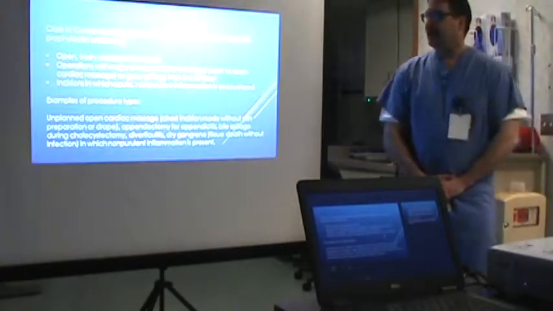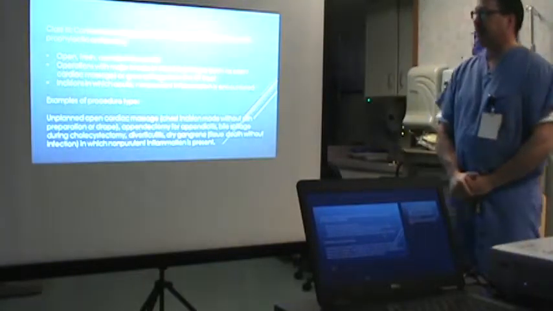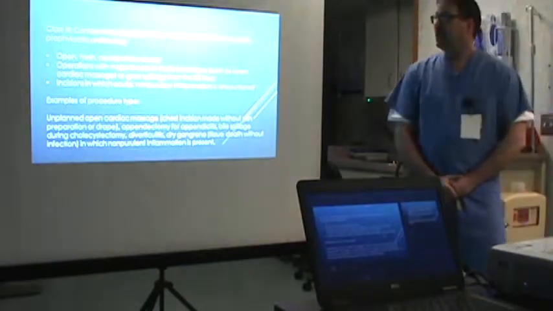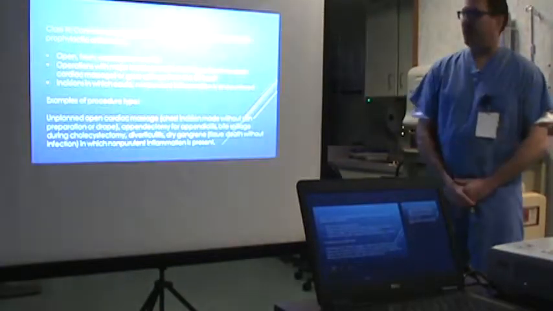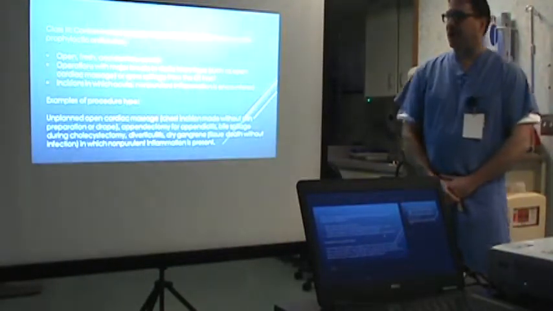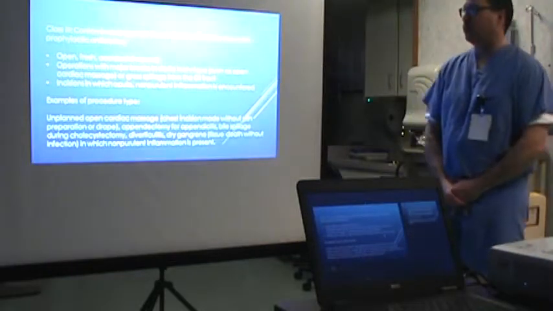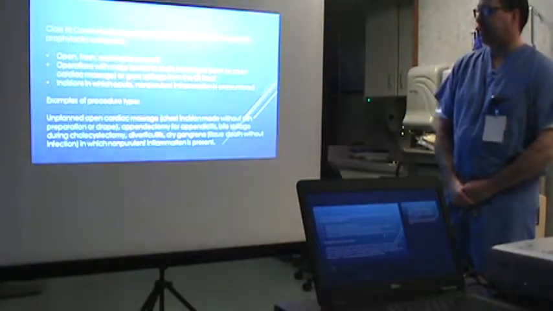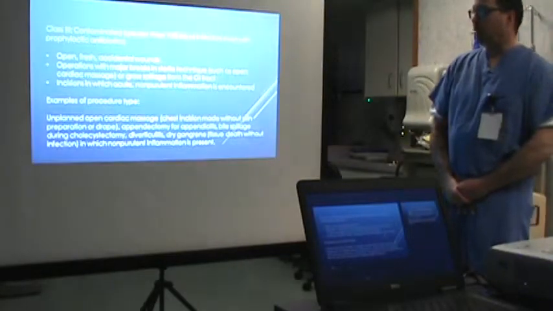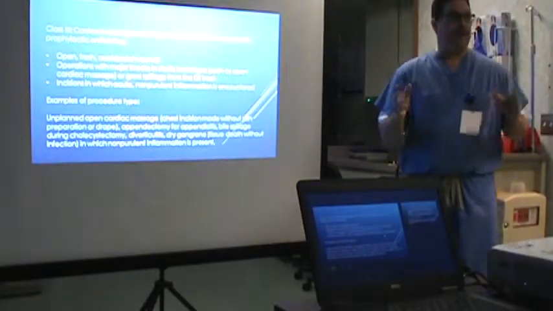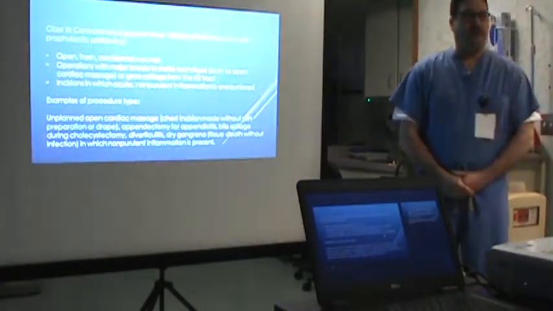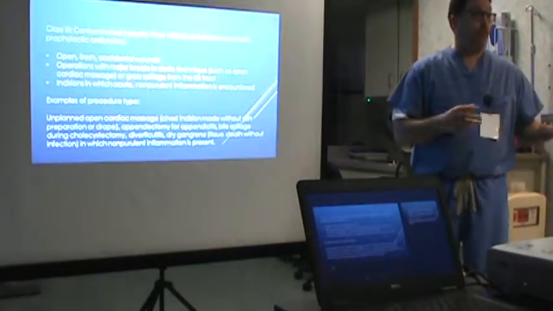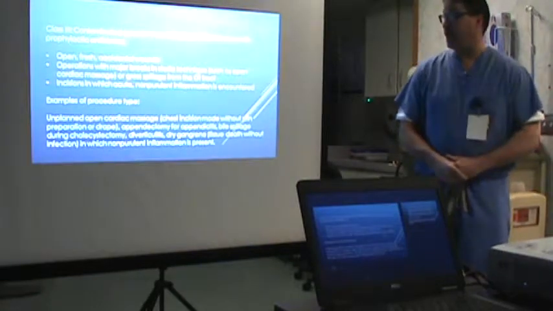So, class 3 is contaminated. So now you have a greater than 10% risk of infection. That's even with antibiotics on board. So we're talking about open, fresh, accidental wounds, operations with major breaks in sterile technique, gross spillage from the GI tract. Actually, we had a case come up not too long ago with Megan involved, I believe. Megan was circulating, and there was gross spillage of GI content.